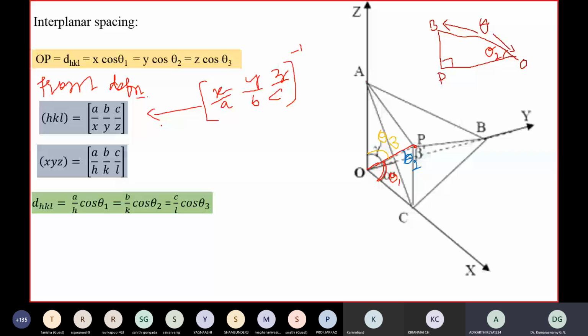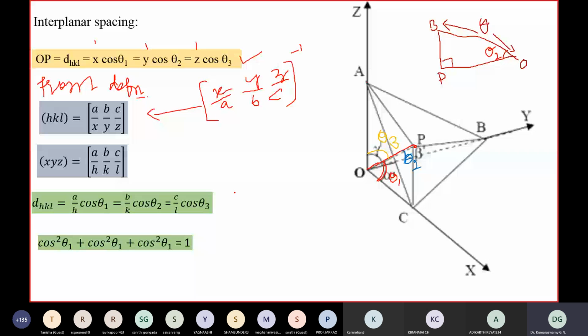Fine. So then we can interchange HKL with XYZ like this. XYZ is equal to A by H, B by K, C by L. In this equation we substitute X, Y and Z with what we have got, A by H, B by K, C by L. Then we get this. Okay, next step.